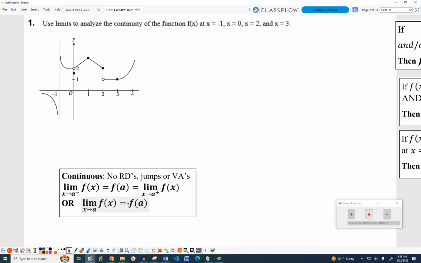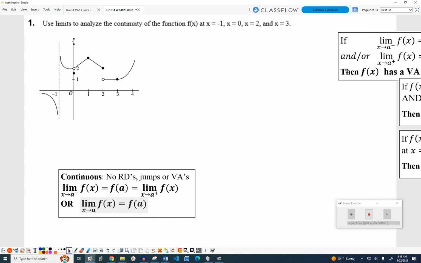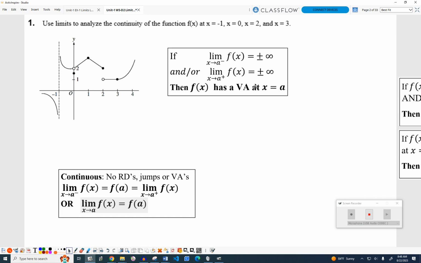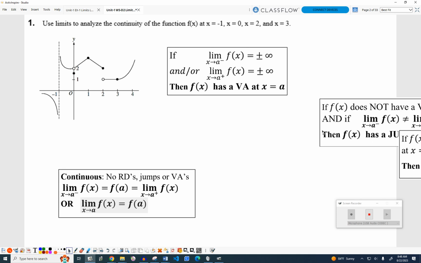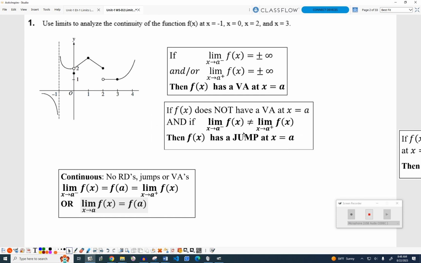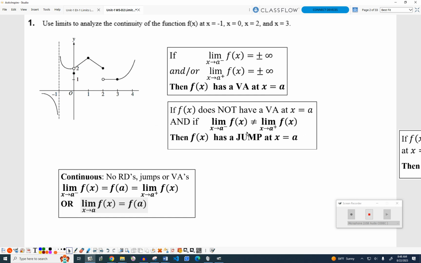You're first looking to see this. Are the left and right limits infinite? No, so it's not a vertical asymptote. Then you check this one. Are the left and right limits different? Yes or no? Yeah, so we're done. It's a jump. How do you know that it's not what is this called? Removable discontinuity. Because it also doesn't equal. With the removable, the left and right will equal each other.